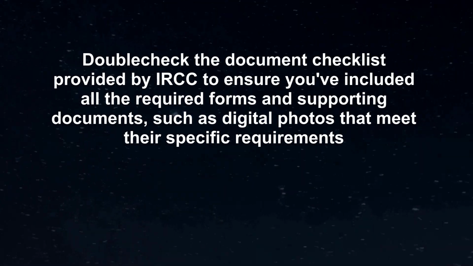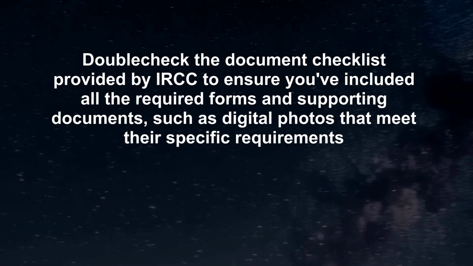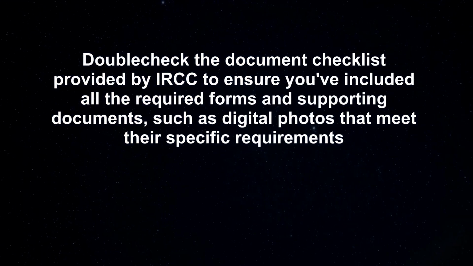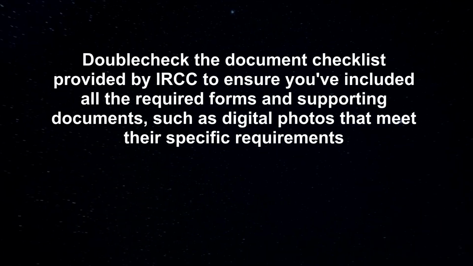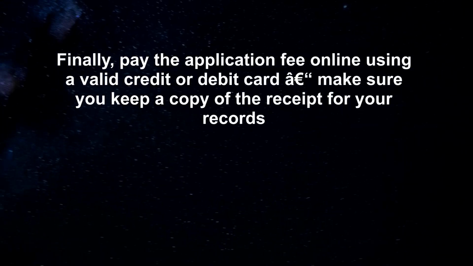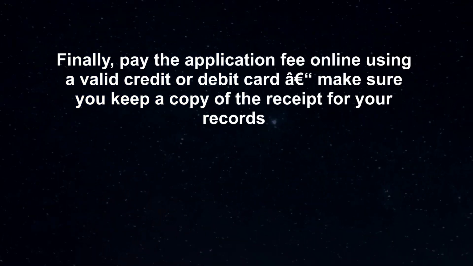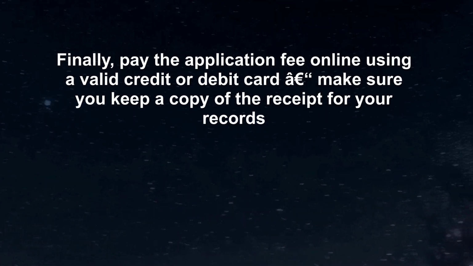Double-check the document checklist provided by IRCC to ensure you've included all the required forms and supporting documents, such as digital photos that meet their specific requirements. Finally, pay the application fee online using a valid credit or debit card. Make sure you keep a copy of the receipt for your records.